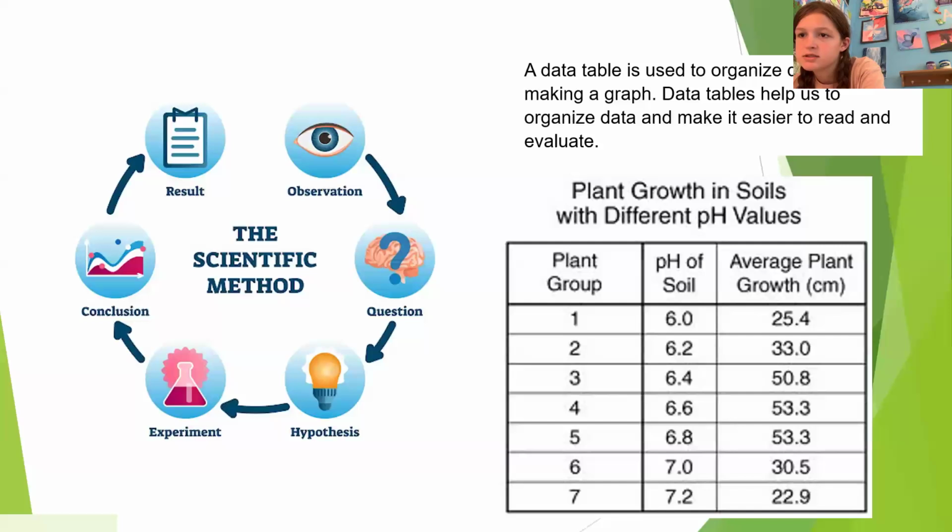Being 6.6 would be the best pH. 6.6 to 6.8, those are both the same. So yeah, our conclusion could be something like the best pH level for soil for plant growth is between 6.6 and 6.8. We could also say soil above a pH of 6.8 or below a pH of 6.4 is not optimal for plant growth. So we could go either way with our conclusion, but you can see here how putting it in a graph like this lets you see at a glance what your data says.